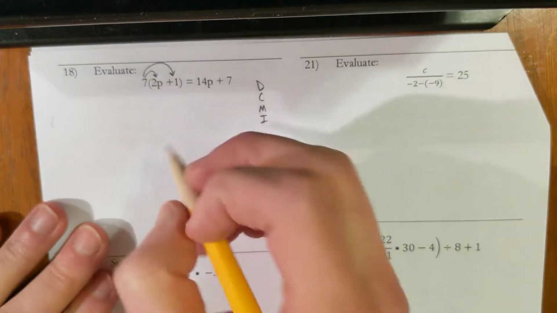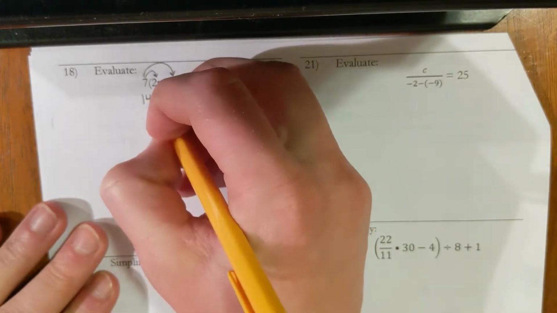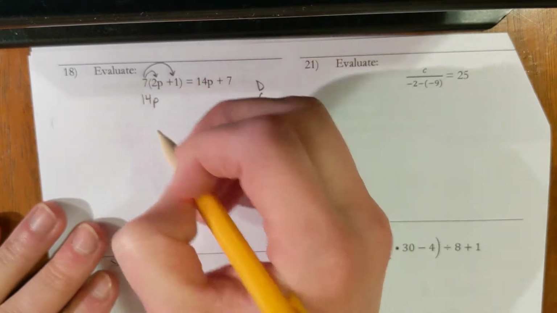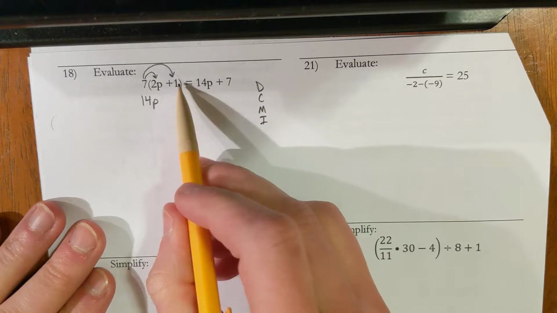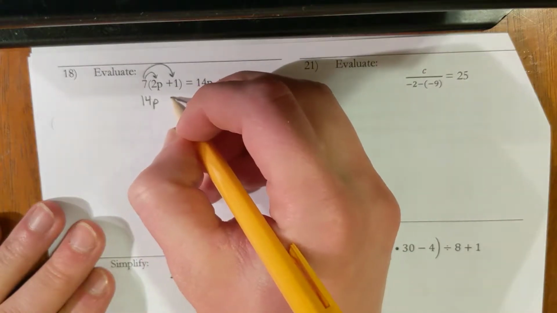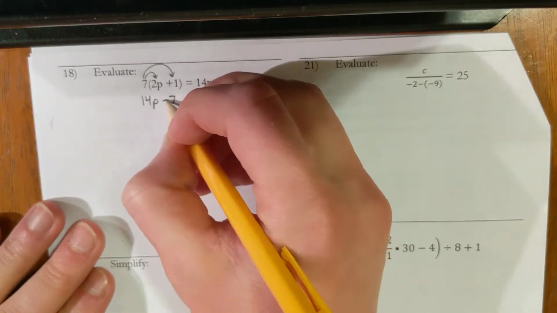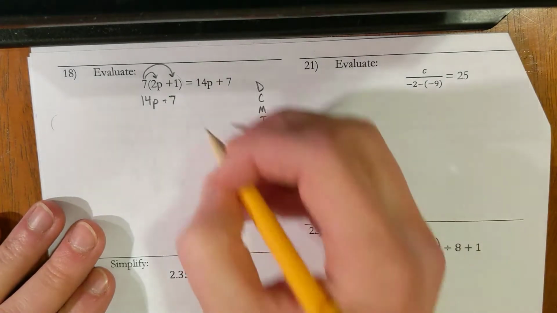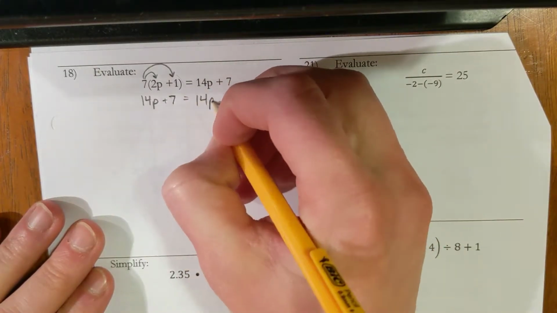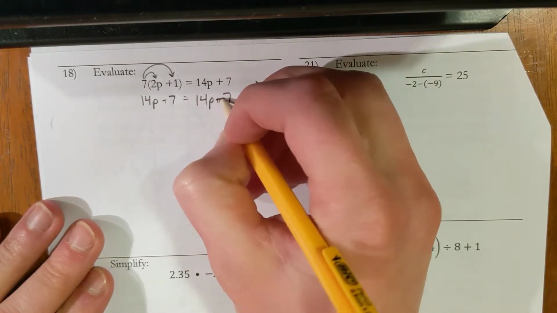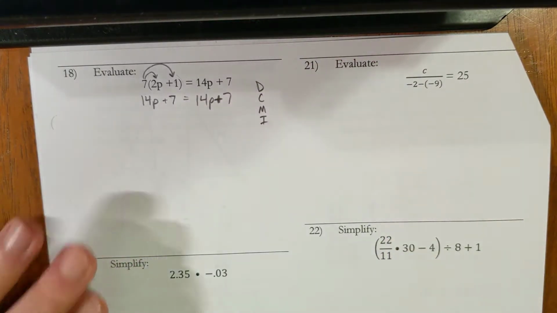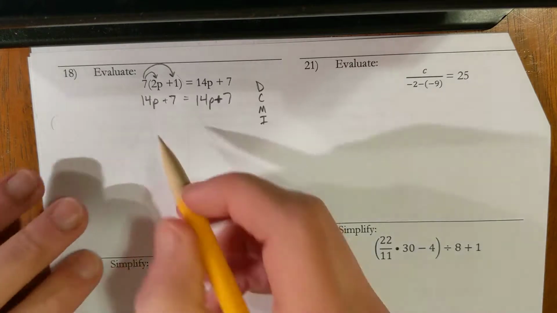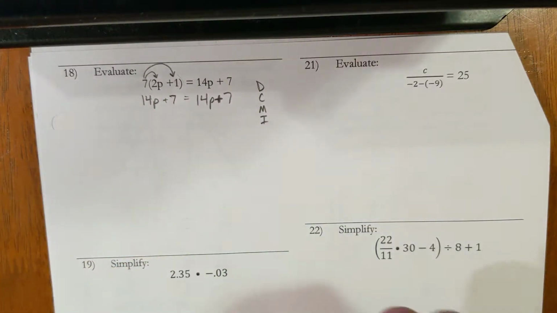Okay, so we have 7 times 2p, which equals 14p. And then 7 times a positive 1, which equals 7, and because it's positive 7, we're going to get plus 7. From there, we already have 14p plus 7. And you know what? When you look at this, you might realize that it's the same thing on both sides. This is an identity problem, and because it's the same thing on both sides, anything will work.